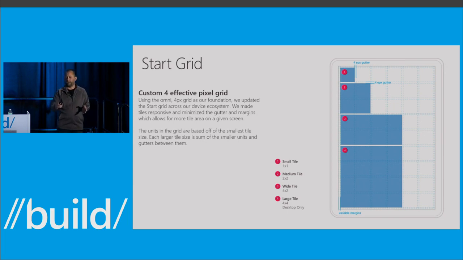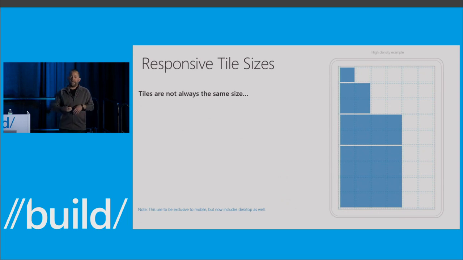If you look at number 1 up on the screen, that's a small tile. For us, that's a 1x1 tile. We have the medium tile, 2x2. We have the wide tile, which is 4x2. And then we also still have the large tile. And the large tile is still desktop only. That's not going to be in mobile for now. And it's a 4x4. And so essentially, this is the basis for everything that we do going forward and for how we think about screen density and being able to adapt to those things on all the different devices that we have. So for example, tiles are not always going to be the same size because of that.